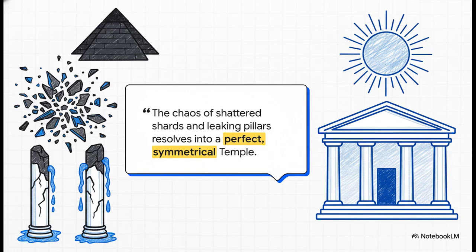And where do we end? We end here, with perfect, beautiful symmetry. The ruin has been completely rebuilt into a pristine, ordered temple. The architect has restored his original design.